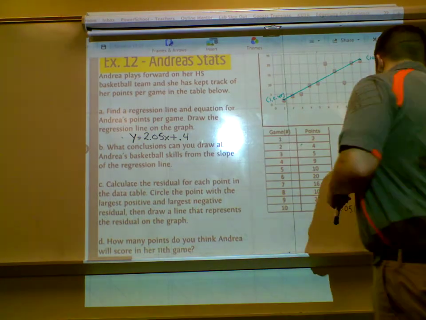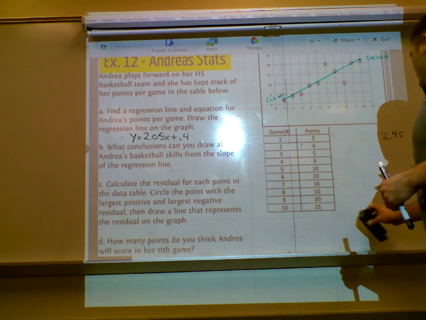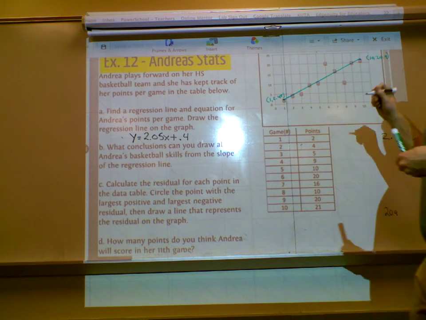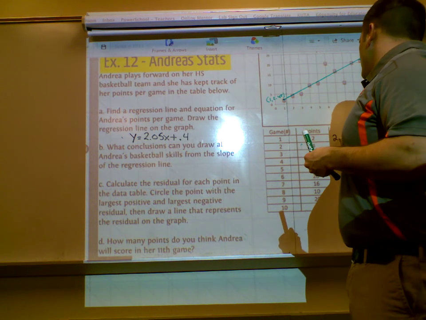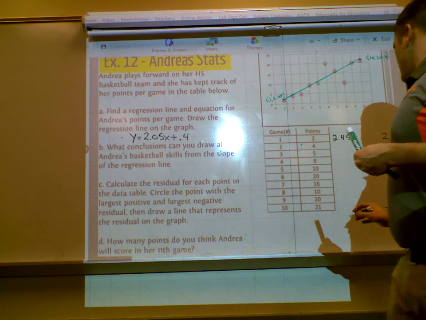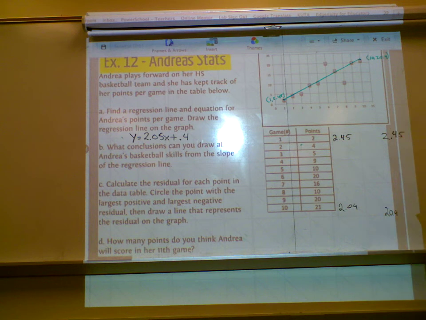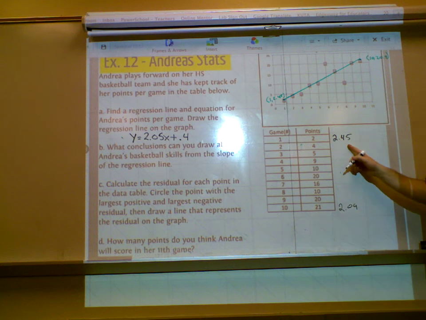How do we find residuals? I'm erasing my work right here for the predicted. Anybody remember, Luis? How do I find a residual? Add them up. No, we do not add them up. For the first game, since she scored 2 points, minus 2.45 from 2. So do you do 2.45 minus 2, or 2 minus 2.45? 2 minus 2.45.